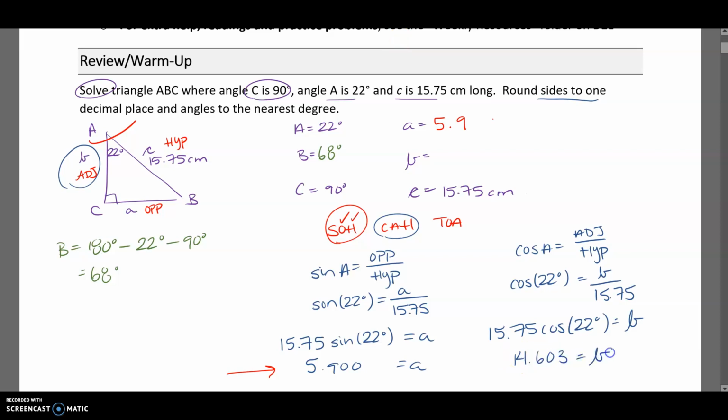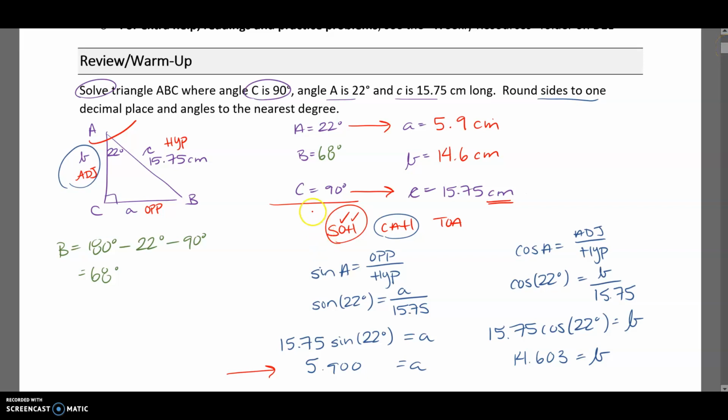For B, to one decimal place, 14.6. And since we were given units in the question for the hypotenuse, we have the same units for the other two sides. I can check that my angles add up to 180 degrees. I can also check that across from my largest angle, the 90 degree, is my longest side. Across from the smallest angle is the smallest side. So these are some strategies we use to solve right triangles.